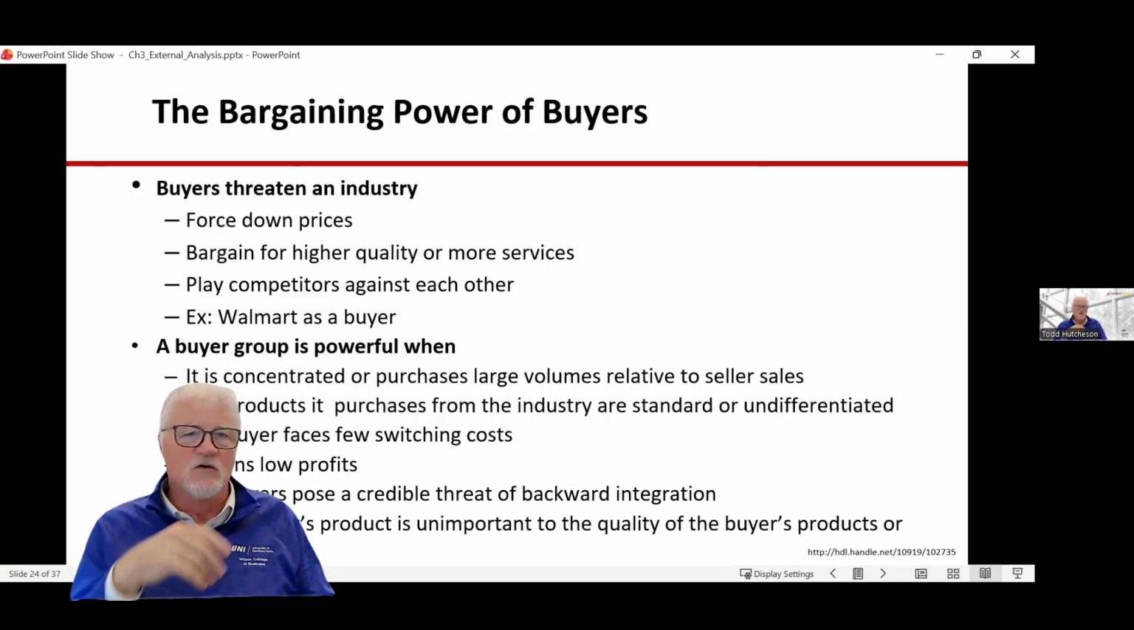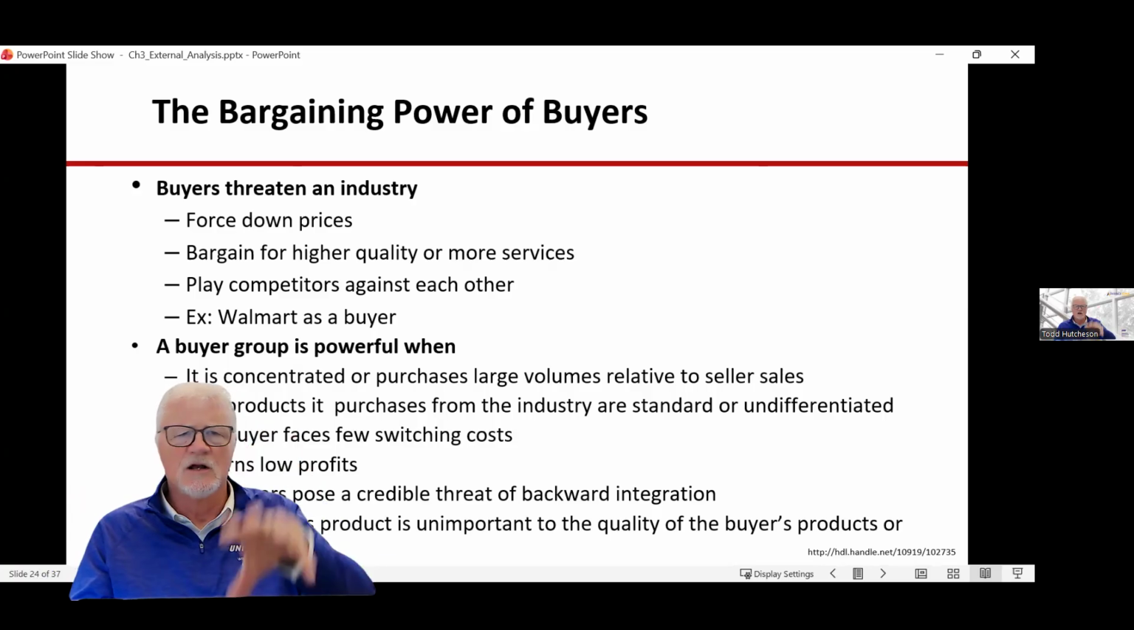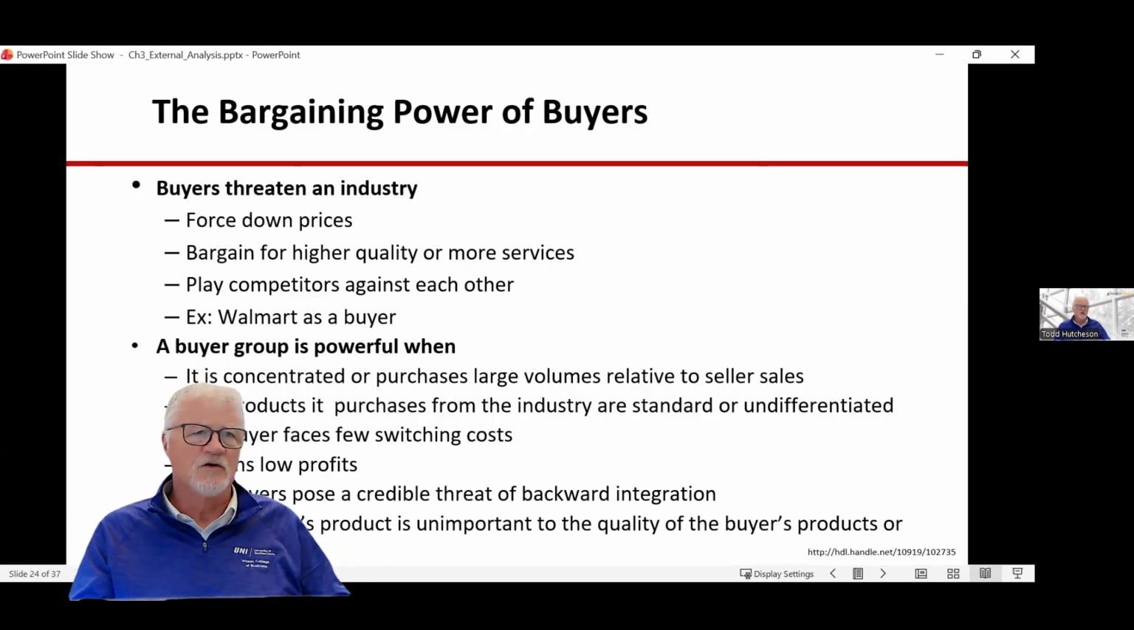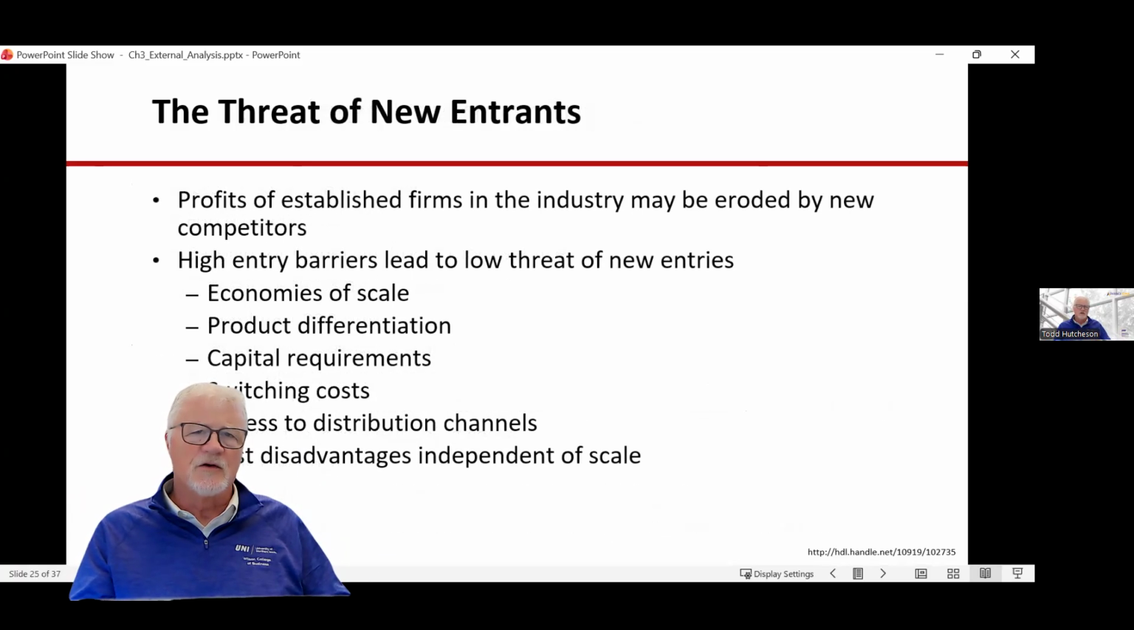Buyer group is powerful when it has a concentrated volume or purchases large volumes. The buyer faces few switching costs. So there are a lot of different reasons why a buyer group could be powerful. Threat of new entrants.